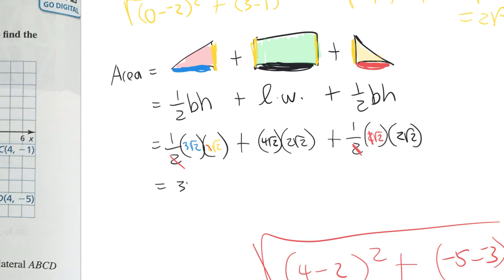We have a 3 radical 2 times another radical 2 plus a 4 radical 2 times 2 radical 2 plus a radical 2 times 2 radical 2.